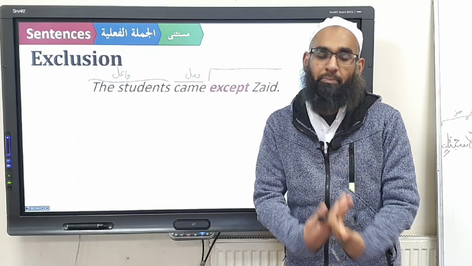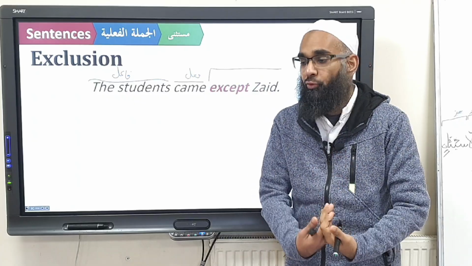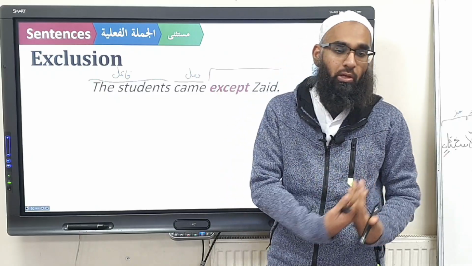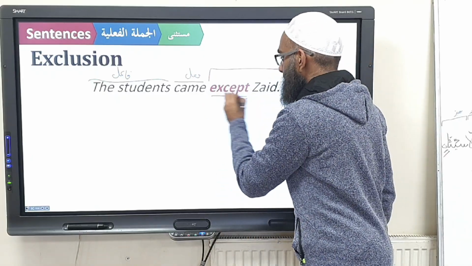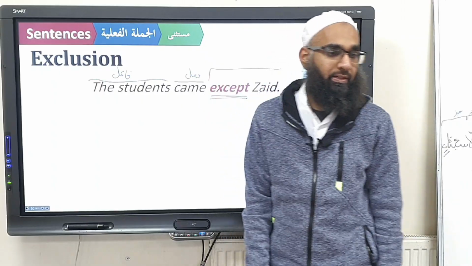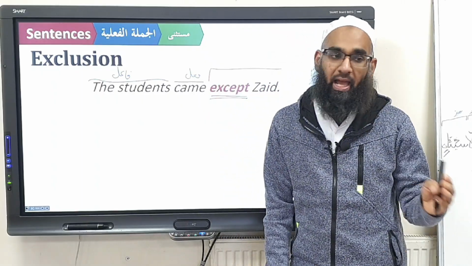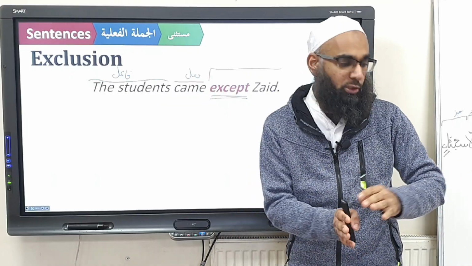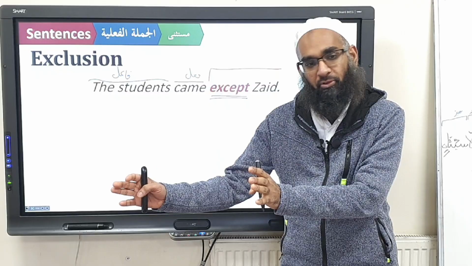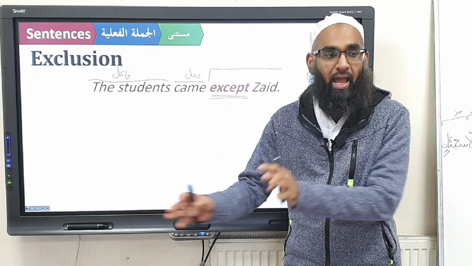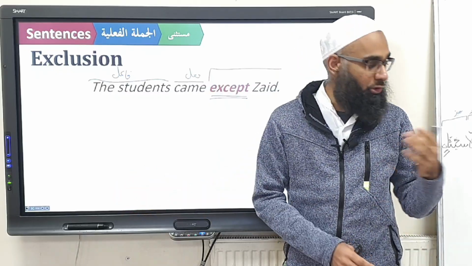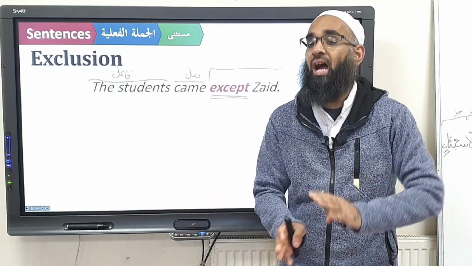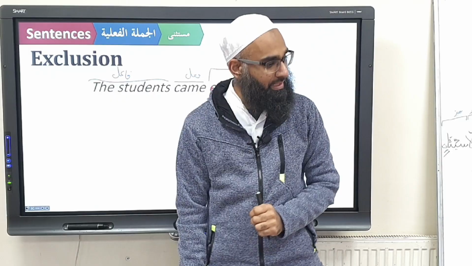If you want to exempt somebody, exclude somebody, remove somebody from the previous rule or the previous information, we use the word except. I memorize the Quran except juz amma. So you're excluding juz amma from the entire memorization of the Quran. I read the book except the last chapter. So you remove the last chapter from the reading. The boys came except Ahmad. You're removing Ahmad from the coming of the boys. That makes sense?